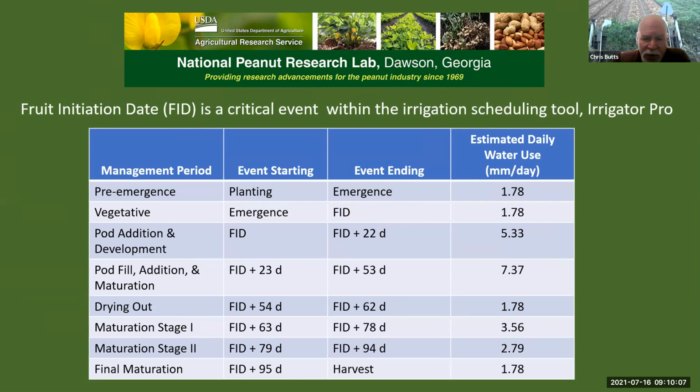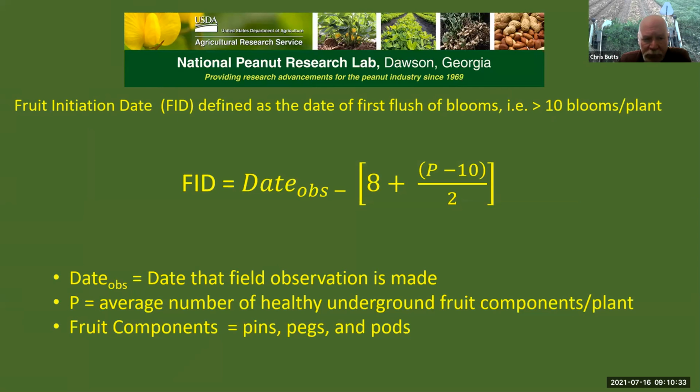The main point of this, though, is that you look at those event beginning and ending dates. It all hinges on our estimate of the fruit initiation date. So this is a critical date that growers need to make a field observation and confirm that event in their field, so that they can get accurate projections of when they should irrigate.